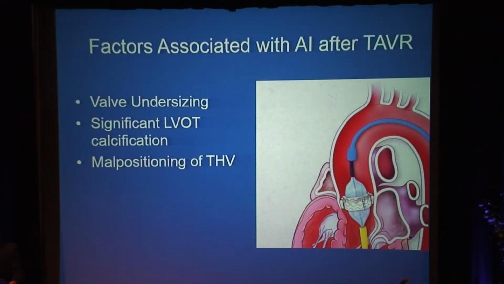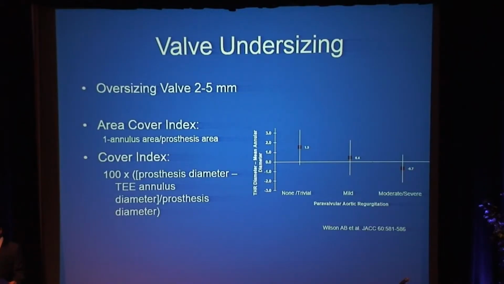And then finally, malpositioning, either lower than the true annulus or higher than the true annulus, placement of the valve can cause significant AI because the stent is not opposed to the aortic wall. So this graph here shows that valve sizing is very important.